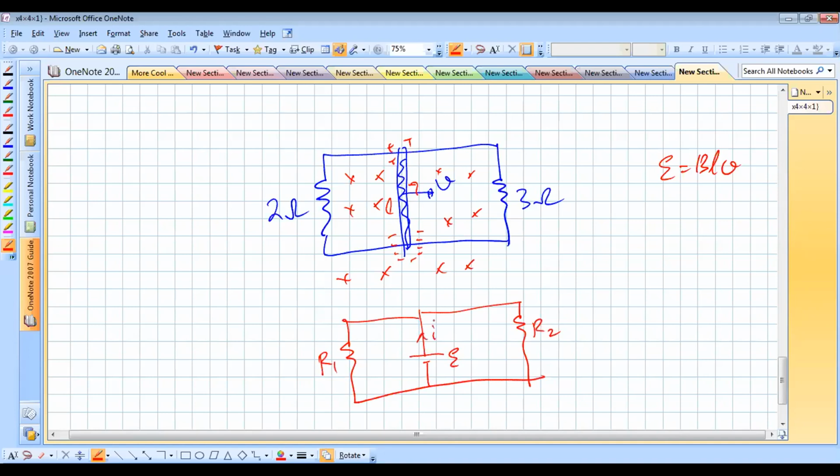So this current I will split into I1 and I2. I1 will be EMF divided by R1 and I2 will be EMF divided by R2. So simple. Okay, in this you don't have to worry about the forces like magnetic force and all, because it's clearly saying that it's being moved with a constant velocity. Okay, sir. All right.